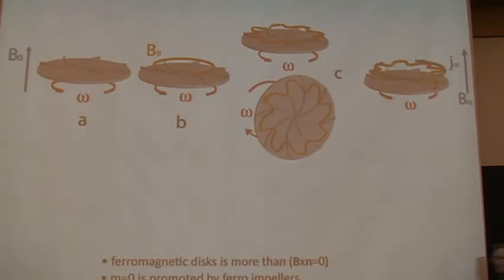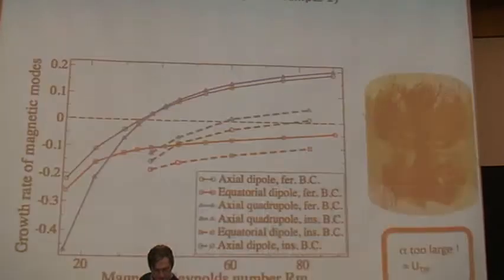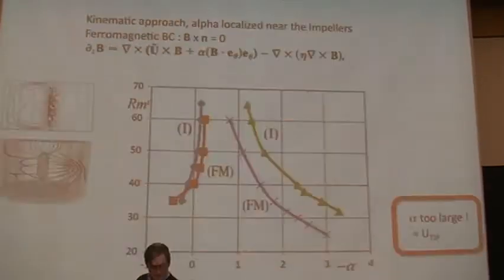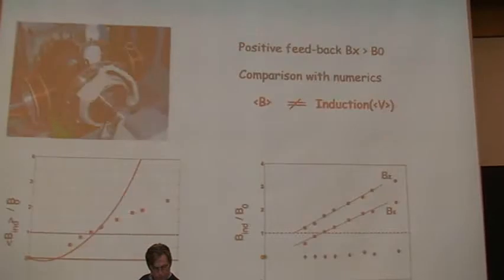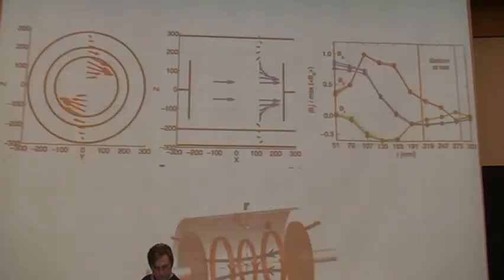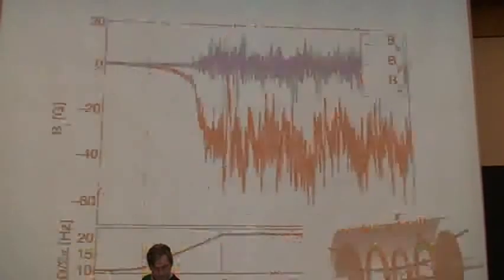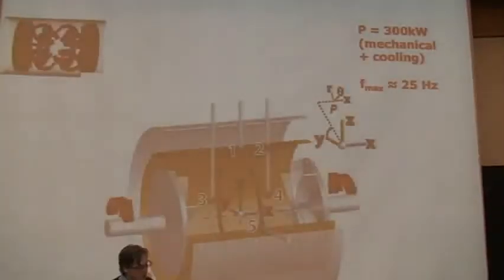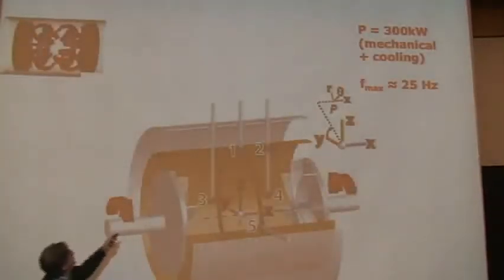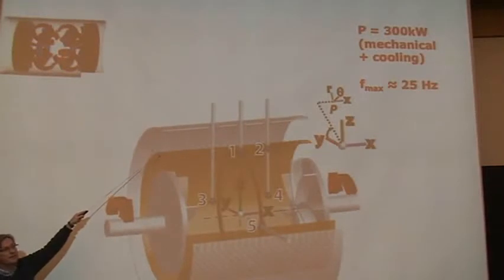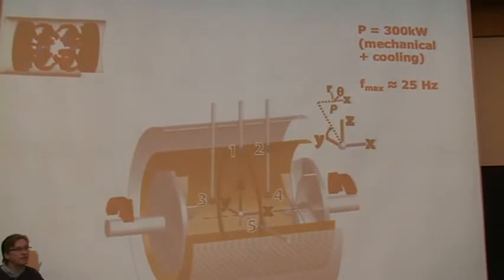And no field. What was made of soft iron? Yes. All right. Let's go back to this picture. Here, that part. In previous experiments, when it existed, it was made of copper. Then we removed it. It didn't change the threshold much. It actually lowered it.